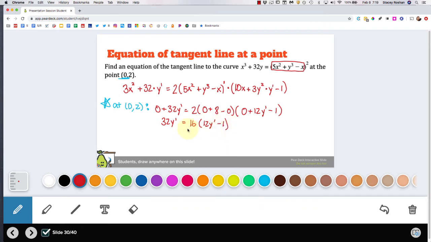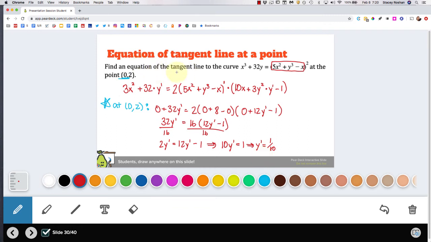I'm going to go ahead and divide both sides by 16, just make it simpler instead of making it bigger. 2y prime equals 12y prime minus 1, because the 16's canceled out. So then I'm going to scoot this over here. So I have 10y prime equals, and put that on that side, 1. y prime equals 1/10.